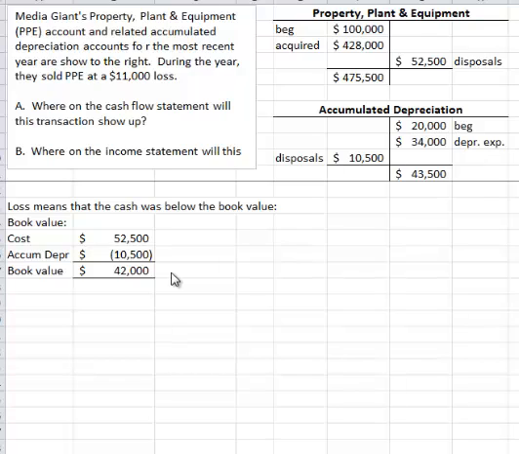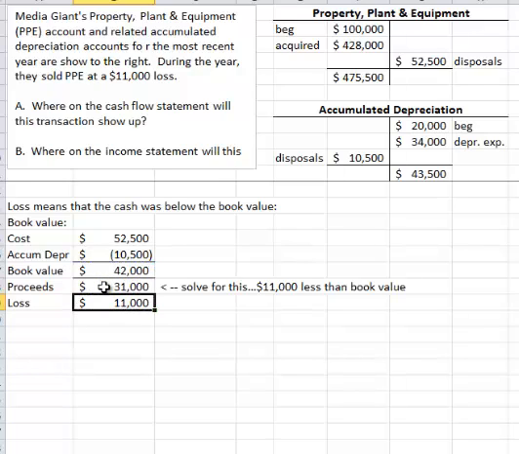So if you have a loss, it means what you got was 11,000 less than that. So we had the loss of 11,000, book value of 42. So your proceeds must have been 11,000 less than 42, in other words, 31,000.